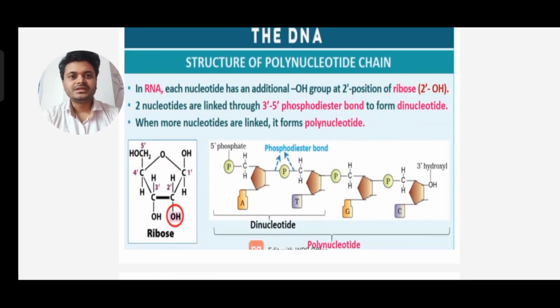In RNA each nucleotide has an additional OH group at the second position of ribose. Two nucleotides are linked through a 3 prime 5 prime phosphodiester bond to form a dinucleotide. When more nucleotides are linked, it forms a polynucleotide. You can see in the ribose sugar, the OH group is present in the second carbon atom. On the right hand side in the polynucleotide, you can see one chain is attached with another chain, and the phosphodiester bond is there.